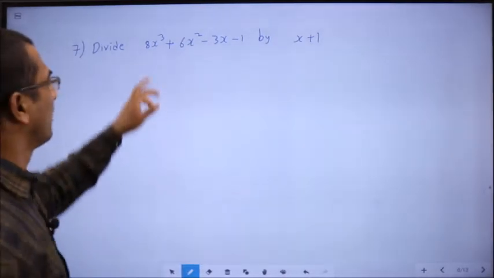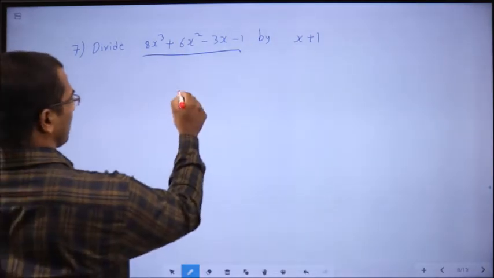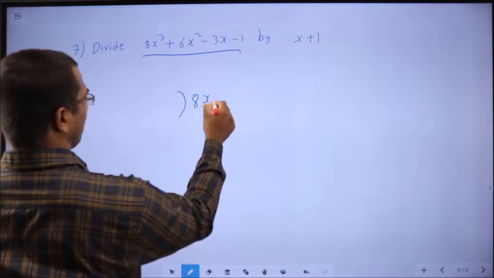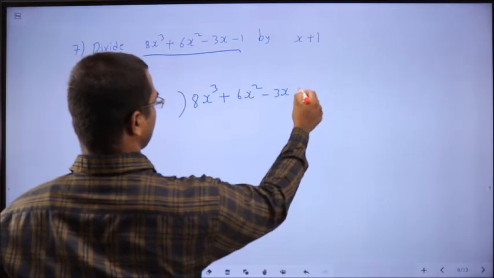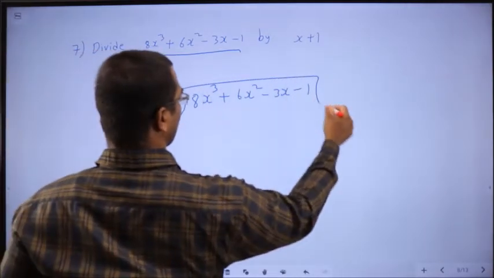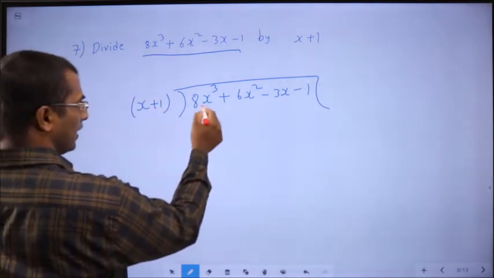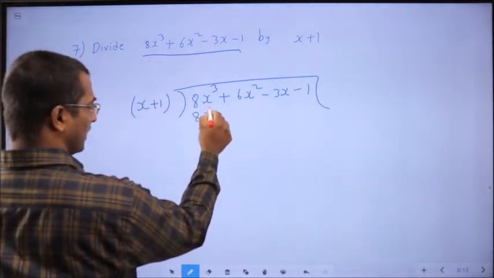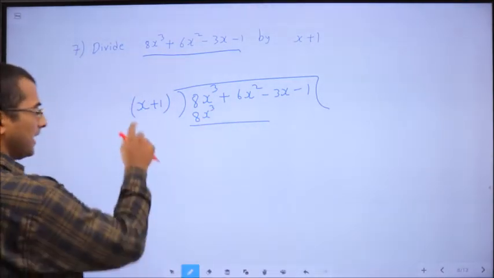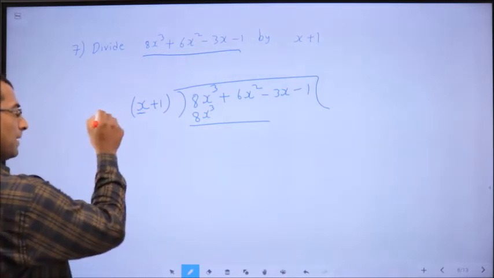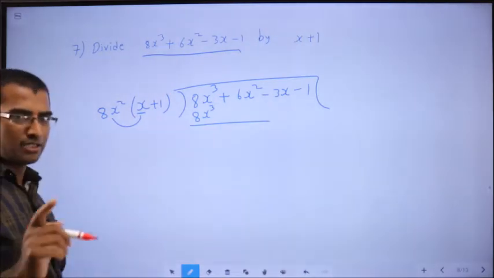Question 7. Divide this by x plus 1. So write it in this form first. 8x cube plus 6x square minus 3x minus 1. Divide it with x plus 1. Here you have 8x cube, below this also you should get 8x cube only. Okay. Now here I have x, should be multiplied with 8x square. Only then I get 8x cube.